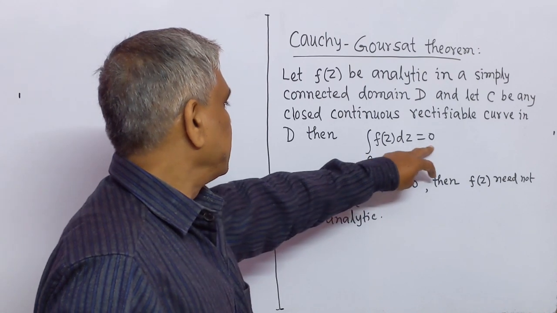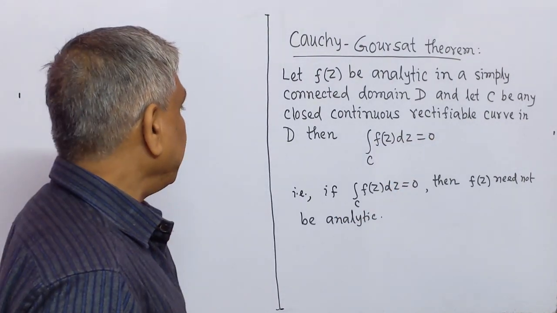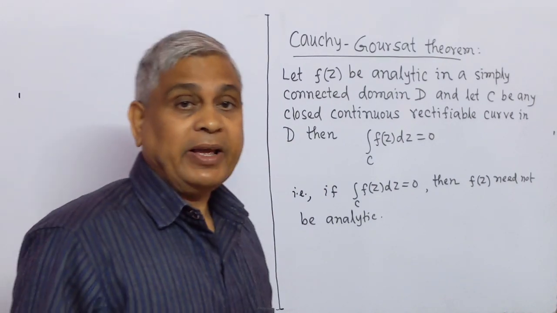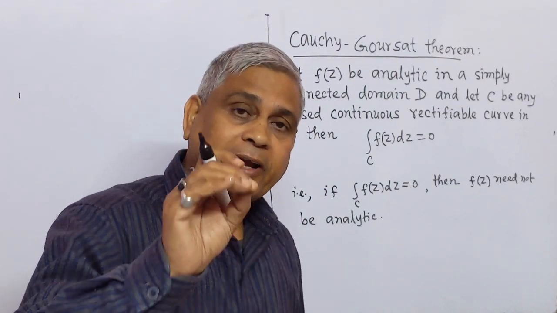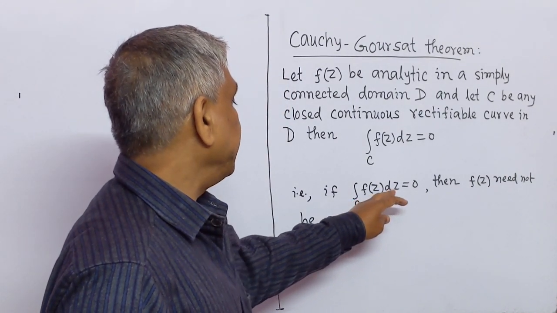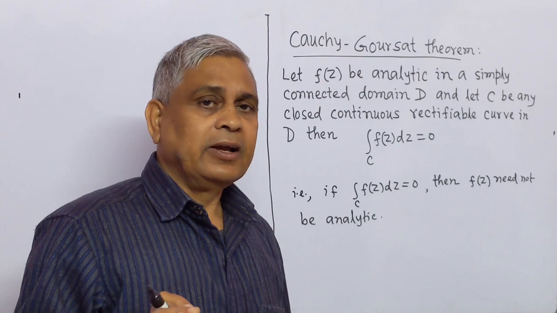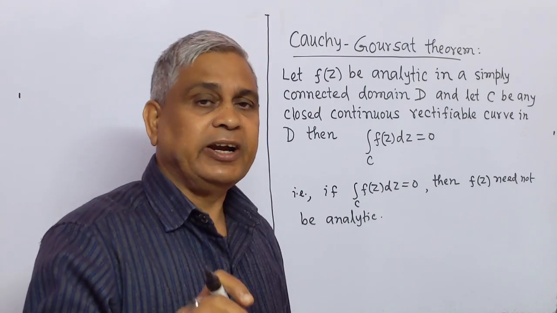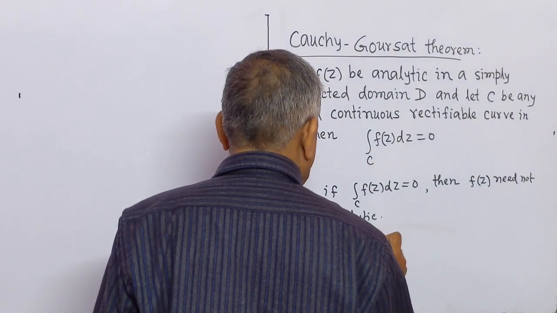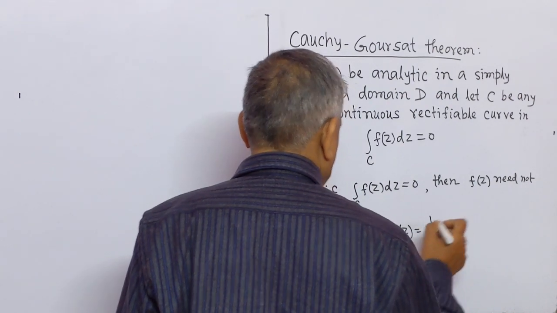By assuming this result of Cauchy-Goursat theorem, we may not show that f(z) is analytic always. By a particular example, I will try to show you that if the integral of f(z) along the closed curve C is 0, then it is not necessary that f(z) is analytic. Example: let f(z) equal 1 by z square.